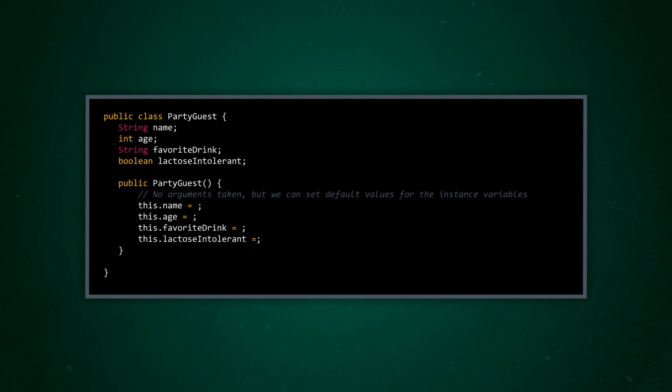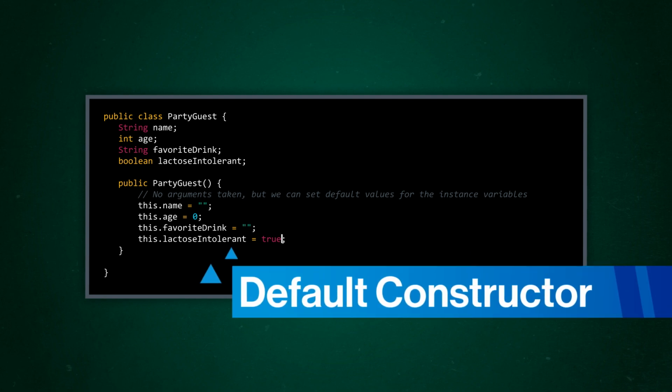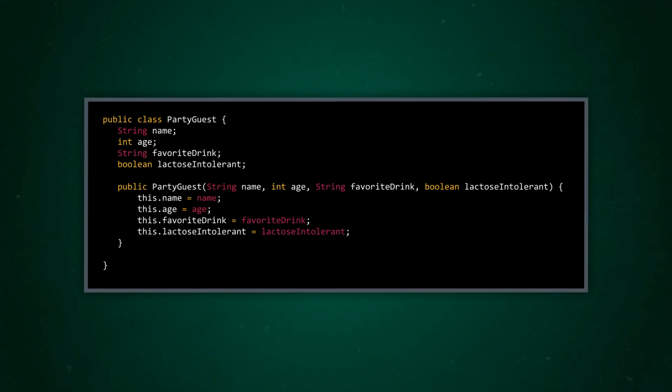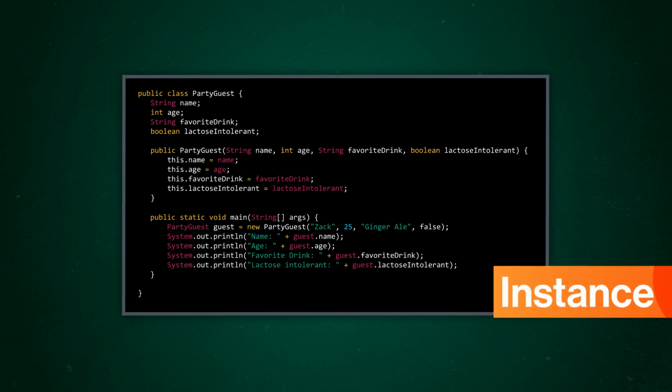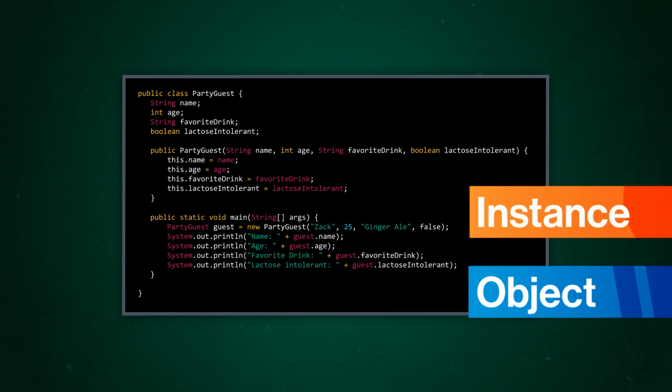Java will assign default values to the categories in your template. For our party guest class, the defaults might be an empty string for name and favorite drink, 0 for age, and true for lactose intolerance. Better safe than sorry. This system is named the default constructor. Now that we have our class constructor, we can use the party guest template to create what's called an instance or object of the party guest class.